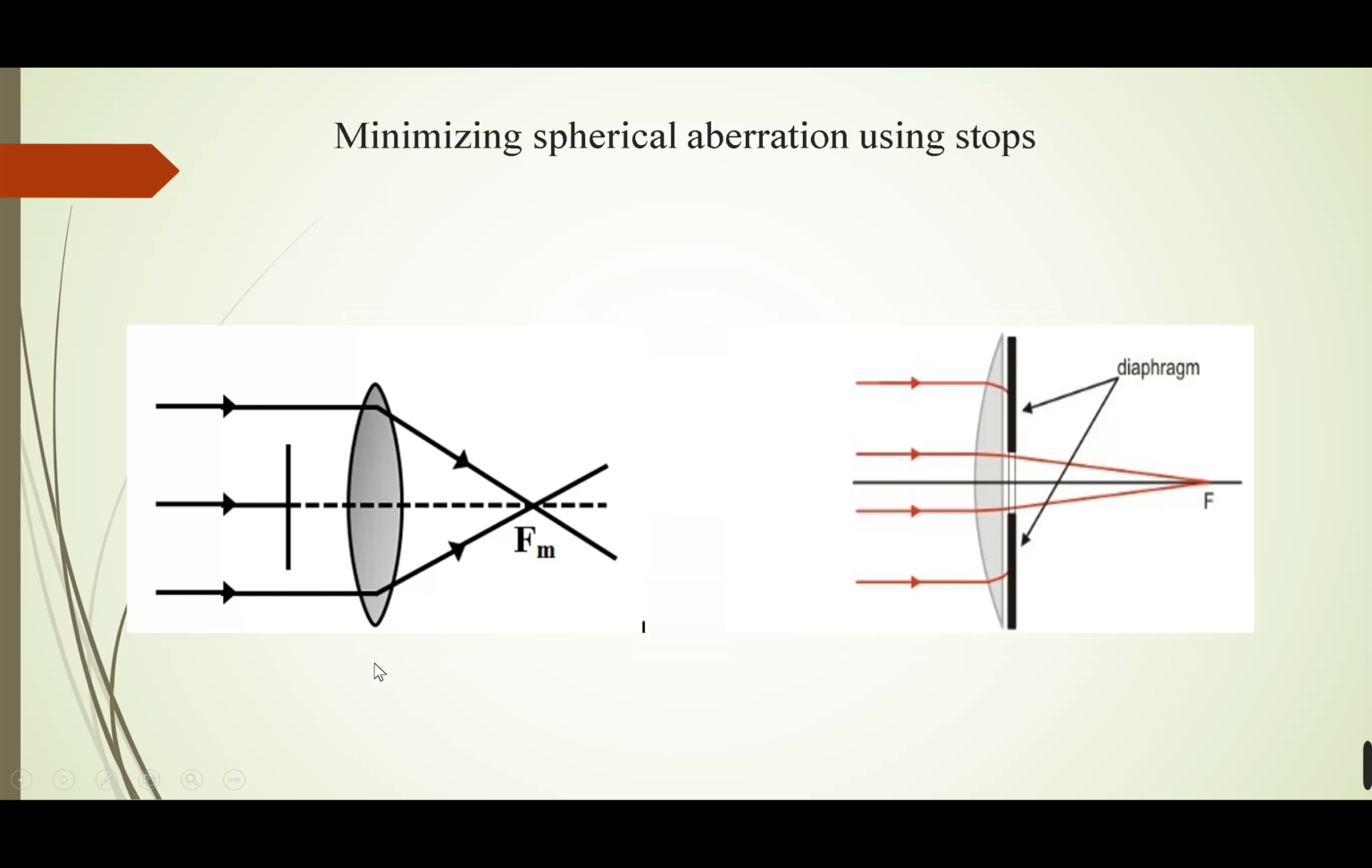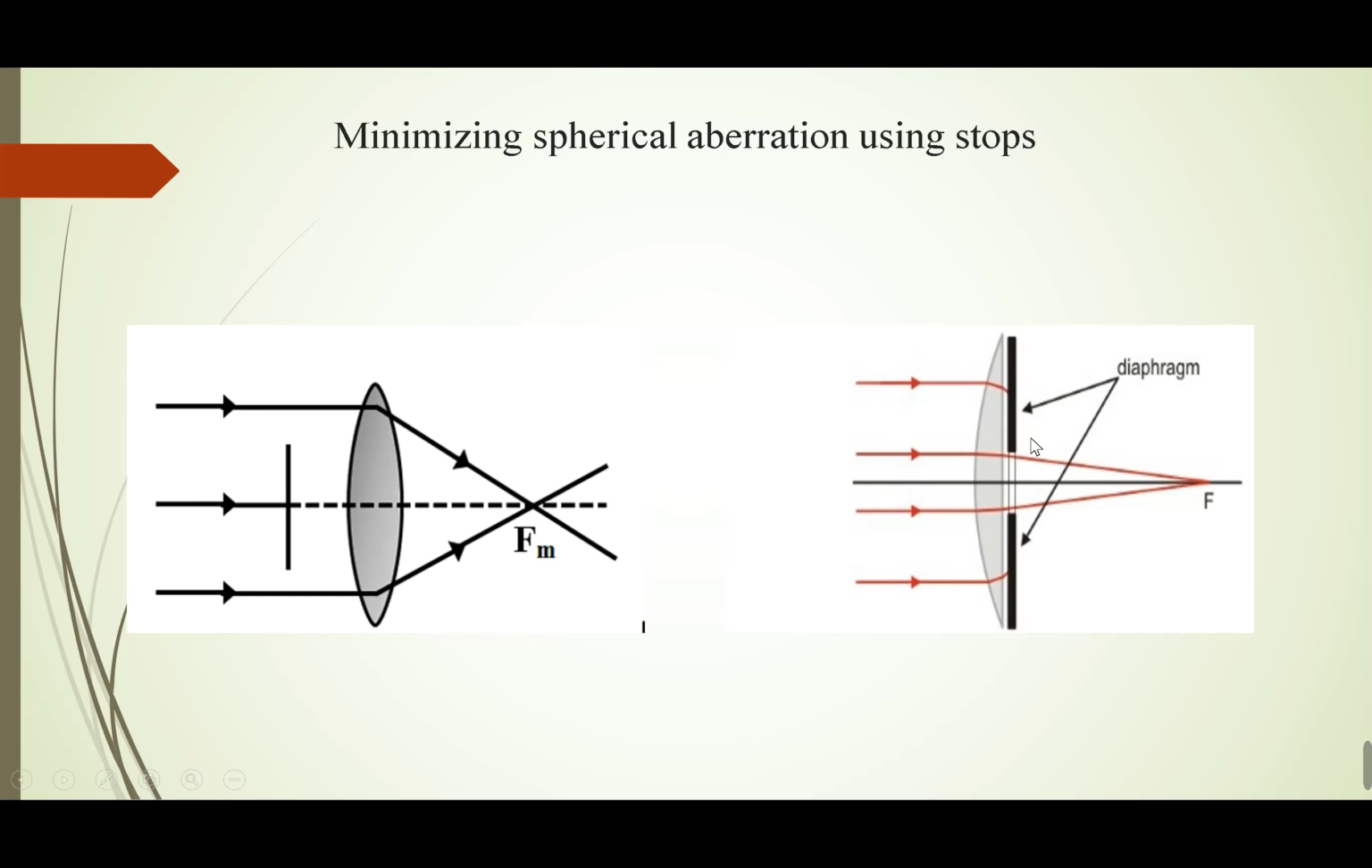Here is a lens, as I explained in the previous diagram, that we have both paraxial rays as well as marginal rays here. In order to minimize the spherical aberration, either you have to block the paraxial rays or you can block the marginal rays here. And this diagram is showing that we are blocking the paraxial rays, allowing only the marginal rays to refract through this lens, so that the image formed is well defined and it is forming at a single point. So this is the method, we can say, by using the stop one can minimize the spherical aberration.